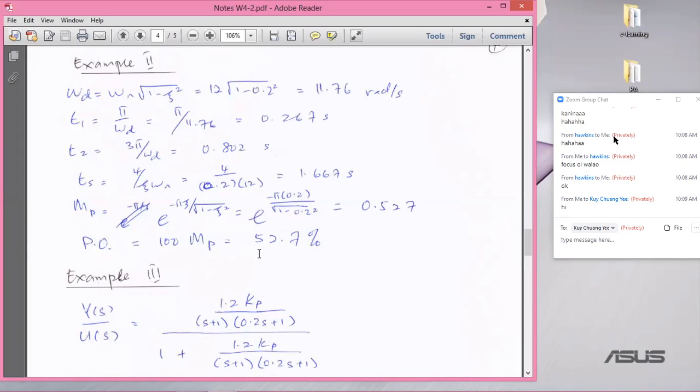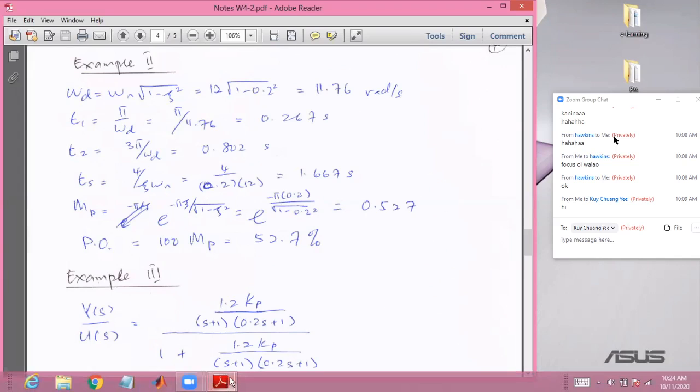So when you design the control system, you want the damping ratio to be a little bit higher than 0.2. Probably 0.5, 0.6, or 0.7. That will give you a smaller percent overshoot. But it's going to slow down the system response depending on the compromise that you can take. All right, so do you have any questions so far?